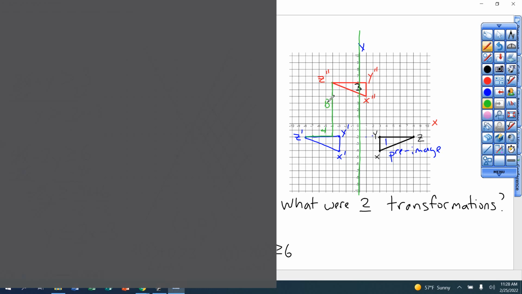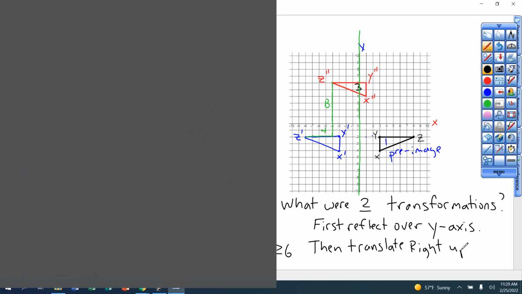So that looks like what my transformations were. Here we go. First, reflect over the y-axis. When I reflected over the x-axis, it didn't get me much, but when I reflected over the y-axis it was close. Then translate, and it looks like I went right 4, and then up 8. That was my translation.